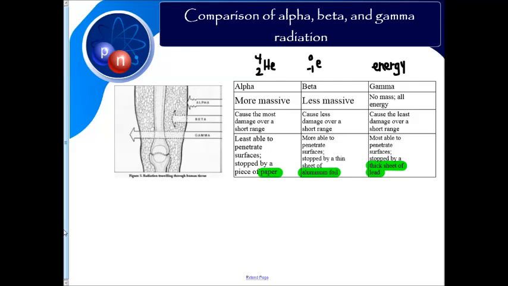Now, gamma has no mass. It's all energy, and it would cause the least damage over a short range. But it is the most able to penetrate surfaces. It can only be stopped by a thick sheet of lead.